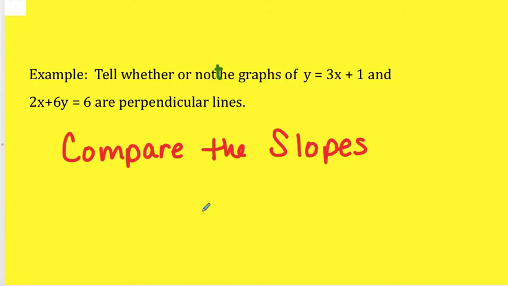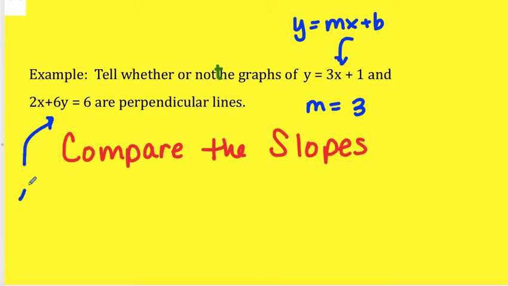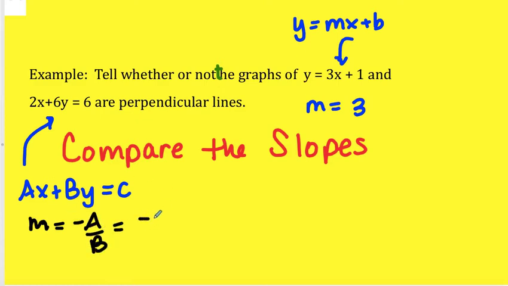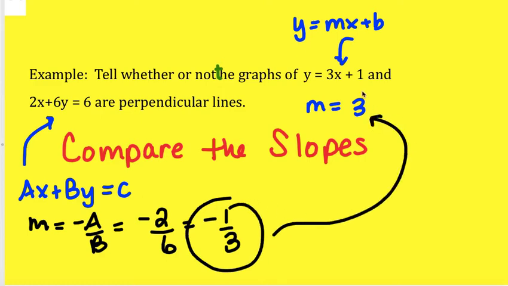All right, so if we compare the slopes, I see that this is slope-intercept form. It's in the form y = mx + b, and my slope is 3. All right, this one is in standard form, ax + by = c. To find the slope, we're going to do that m is -a over b. All right, so that gives me -2 over 6. I'm going to simplify that to -1/3. Now I'm going to compare the slopes. Are they opposite reciprocals? Well, if you look carefully, yes, they are. So the lines are perpendicular.